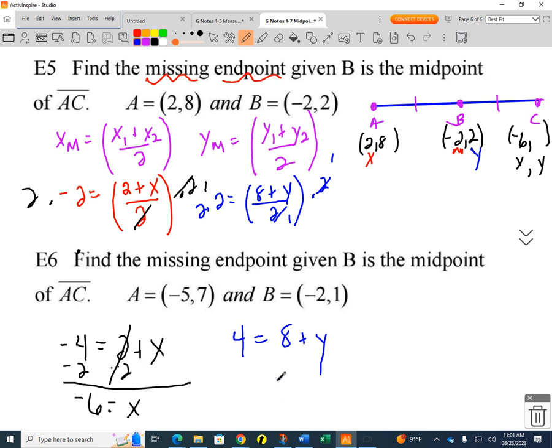Did I get it right this time, Lindy? Looks good so far? All right, great.